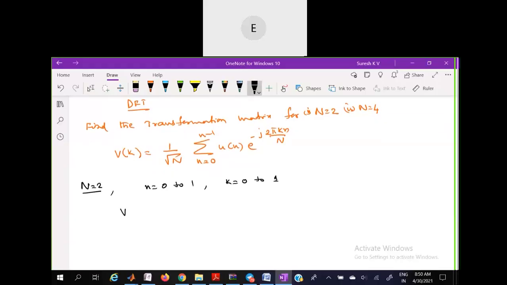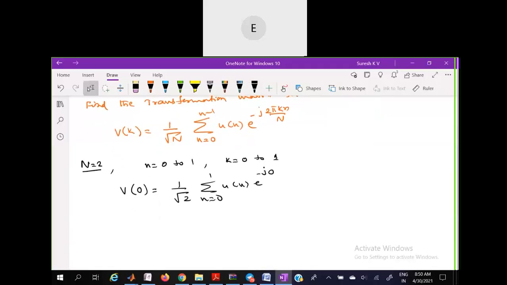Therefore, let me just solve them. V of 0 is 1 by root 2, summation n is equal to 0 to 1, U of n e to the power of minus j. Since k is 0, this will be e power minus j 0. So this is equal to 1 by root 2 into, e power j 0 is 1, therefore it is U of 0 plus U of 1. This is the first equation.